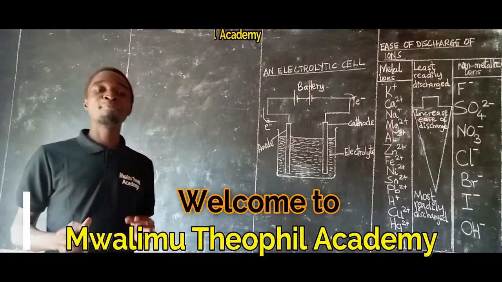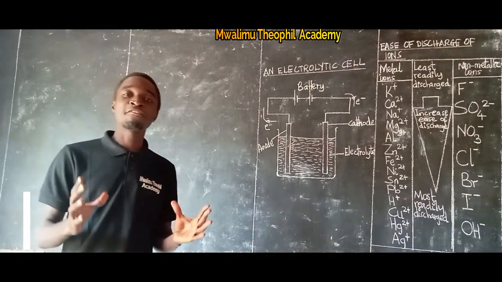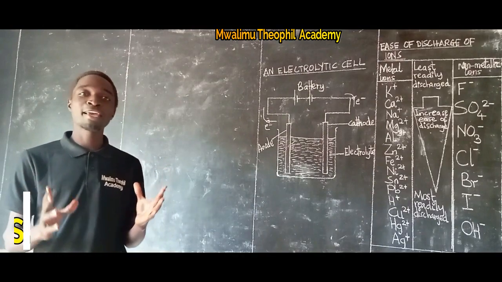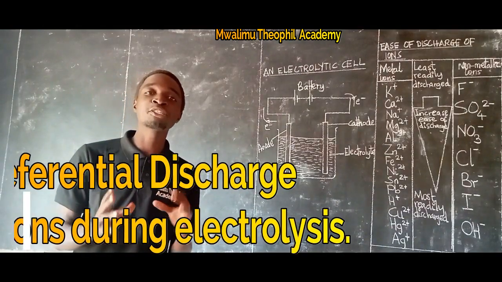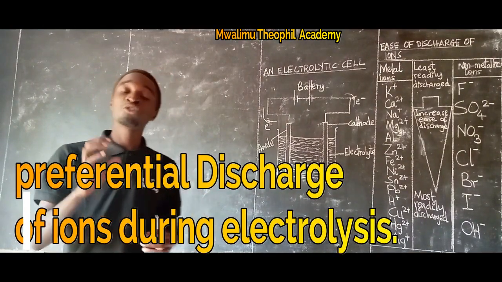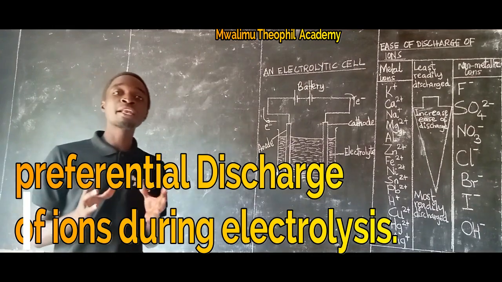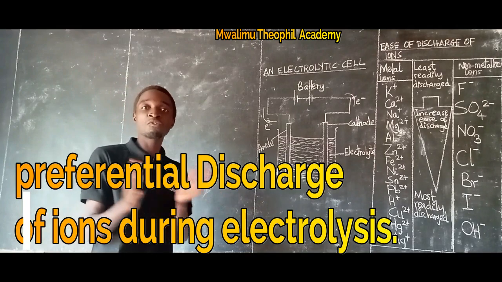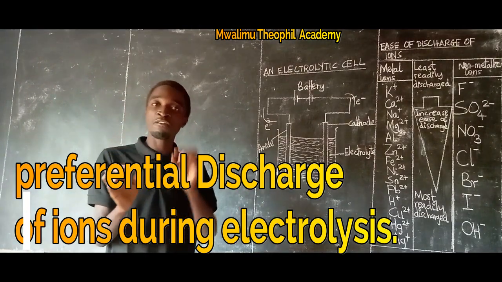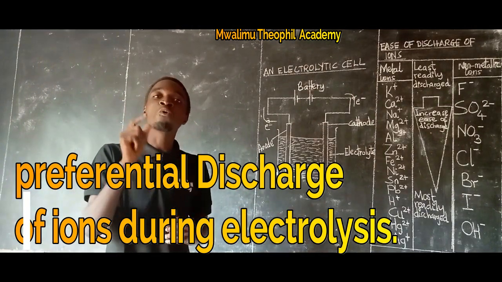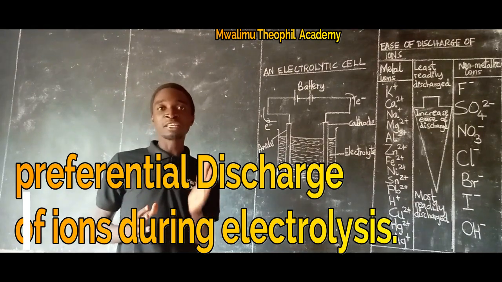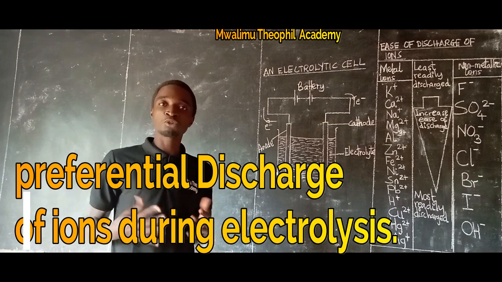In this session, I'm going to teach on the preferential discharge of ions during electrolysis. When I say preferential discharge of ions during electrolysis, I mean during electrolysis, more than one kind of ions of the same charge migrate to each of the electrodes. There must be a factor which determines which of these ions is to be discharged. So this is the role which I have today.